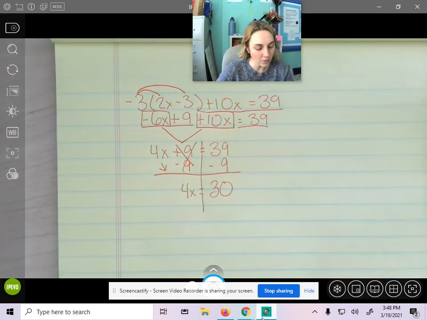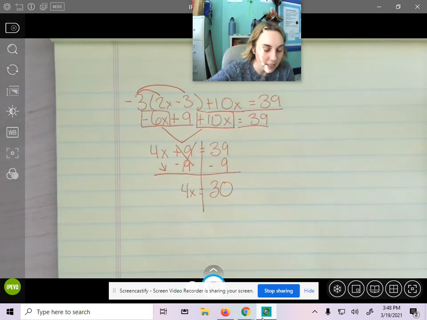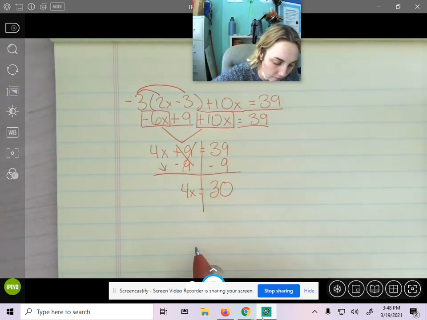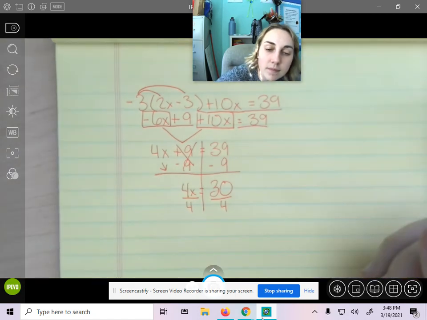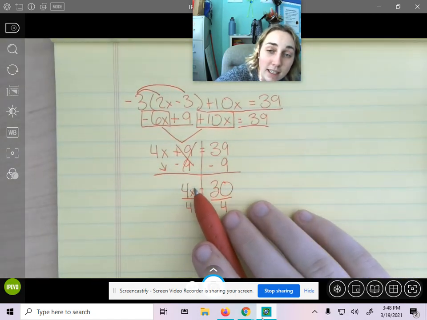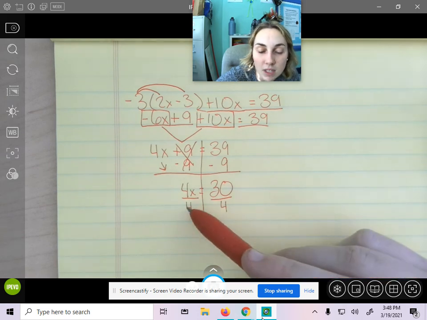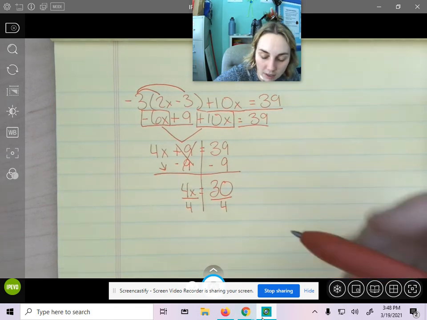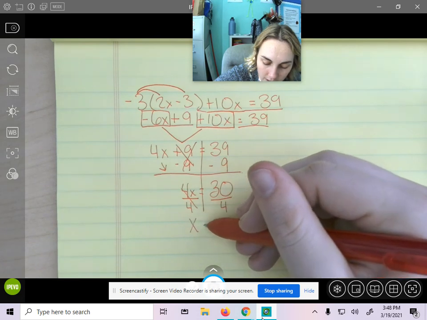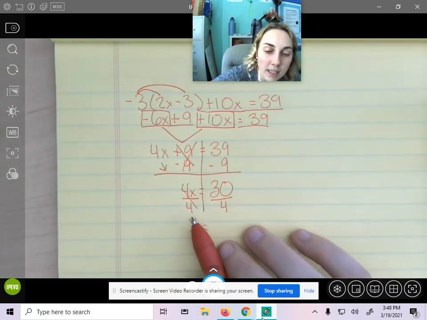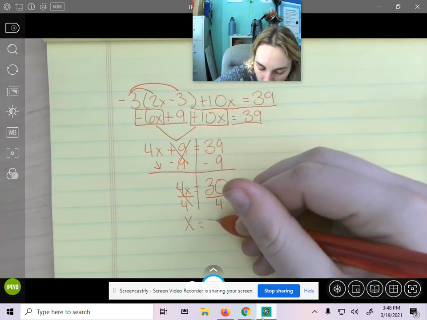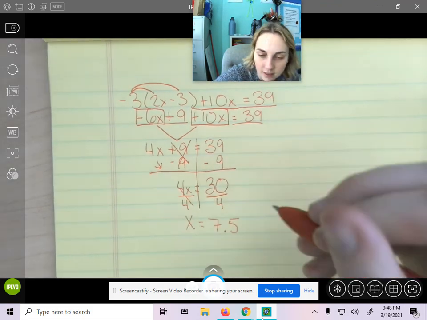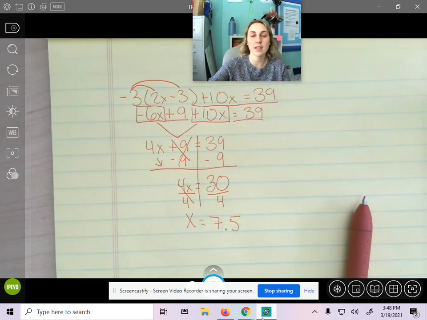And then I have one step left. What I need to do is I need to divide both sides by 4. Because this is 4 times x, I need to do the opposite of multiplication, which is division. Whatever I do on one side, I have to do on the other side as well. These cancel out, so I can bring down that x. X is equal to 30 divided by 4 is going to leave me with 7 5/10. So that is going to be our answer.